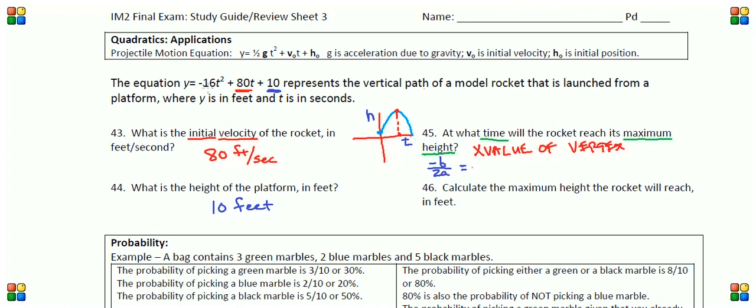Let's take a look at our original quadratic equation here in the question. We can identify, class, that a is equal to negative 16, and b is equal to 80, and c is equal to 10. So now let's go ahead and plug in our values. B is 80, so negative b is negative 80. A is negative 16, so we've got negative 80 divided by 2 times negative 16. That's going to be negative 80 divided by negative 32. Let's go ahead and put that in our calculator. Notice the negatives cancel. We're going to end up with a positive number here.